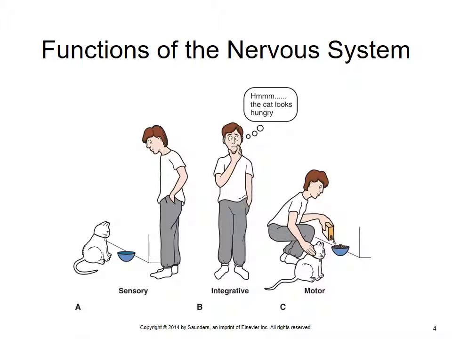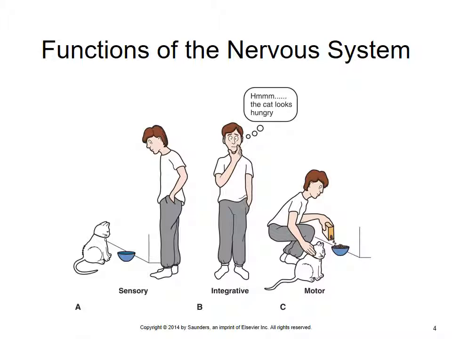The sensory nerves gather information and carry it to the central nervous system. The integrative function serves to process or interpret the information brought to the CNS by sensory nerves. The motor nerves convey information from the CNS to the muscles and glands to carry out the plans made by the CNS.